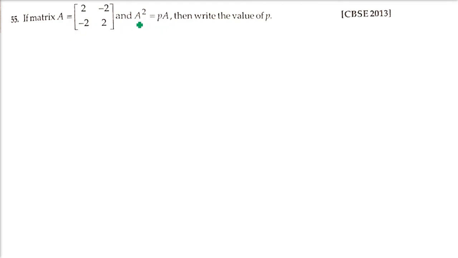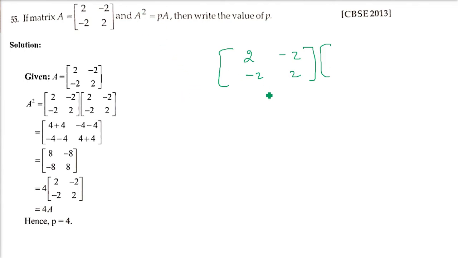If matrix A is this and A square equals PA, then write the value of P. 2, -2, -2, 2. We'll multiply this. But I would like you to try another method. This is for you. A square equals PA can be written as A square minus PA equals 0. And if you take A common, it will be A minus P. So is this possible? Because that will be A equals P. And A is actually 2, -2, -2, 2. And P will come as 4. You'll just see. So how it doesn't work?